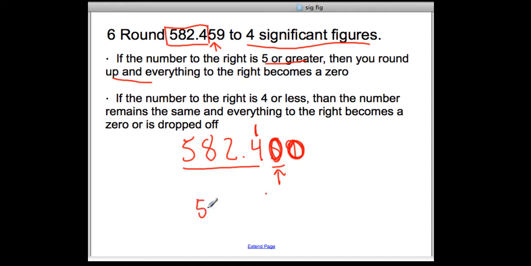Well, now I'm going to have 582.4, and then I carry the 1. It's going to be a 5. And then those two zeros, the 5 and the 9 became zeros after it. So that's what I have right there as my answer rounded.